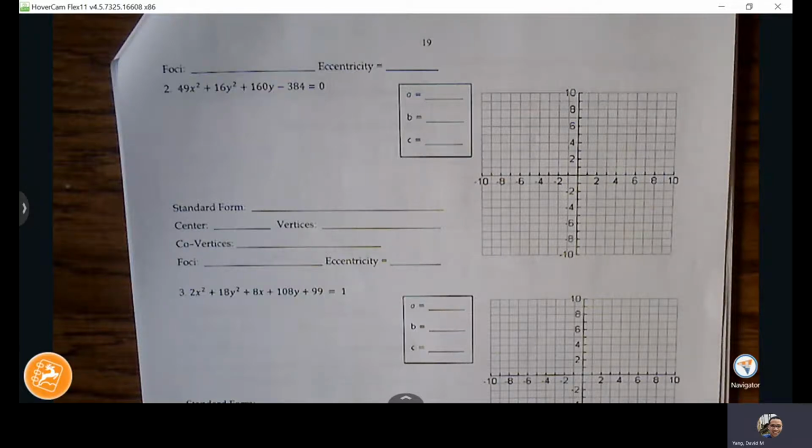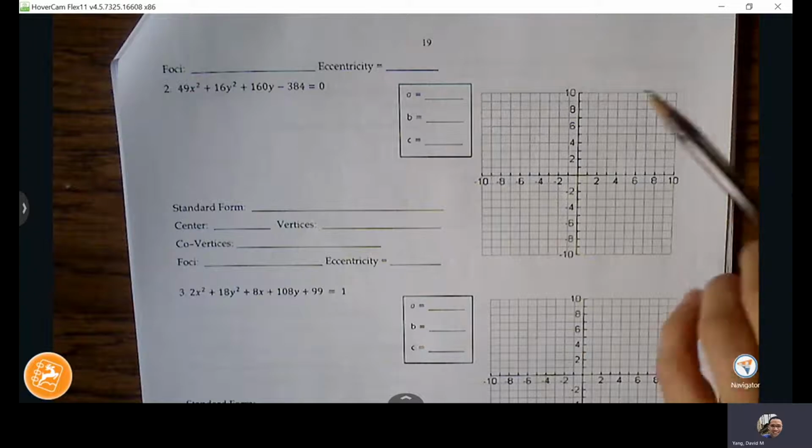Okay, any questions here? Okay, let's do one more, complete the square for ellipses. And I'd like to shift over to day 3, where we're given a bunch of characteristics and we have to write the equation. So if you can turn to page 19, go ahead and try number 2.